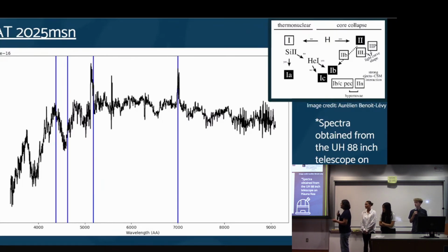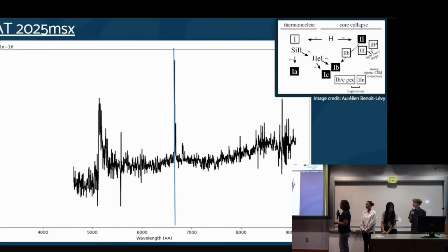And we actually did calculations on the redshift for this one. This graph doesn't have redshift accounted for it. But this is actually not a line of helium, so we determined that it was a Type 1a because it also had silicon. There's a spike of silicon in there. Moving on to our next graph.